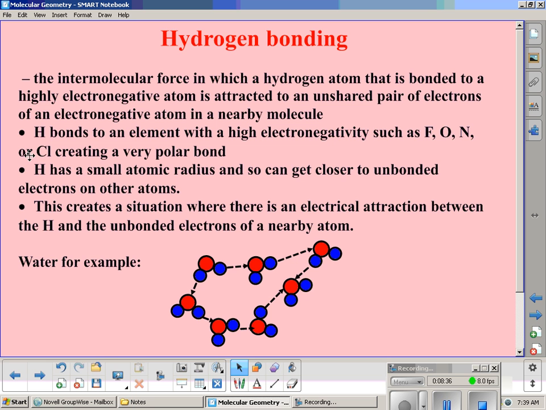Okay, so let me read through the rest of these. Hydrogen bonds to an element with a high electronegativity, such as fluorine, oxygen, nitrogen, or chlorine, creating a very polar bond. Hydrogen has a small atomic radius, and so it can get closer to unbonded electrons on other atoms. And this creates a situation where there's an electrical attraction between the hydrogen and the unbonded electrons of nearby atoms.